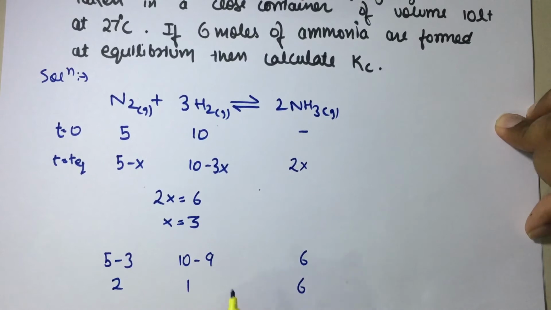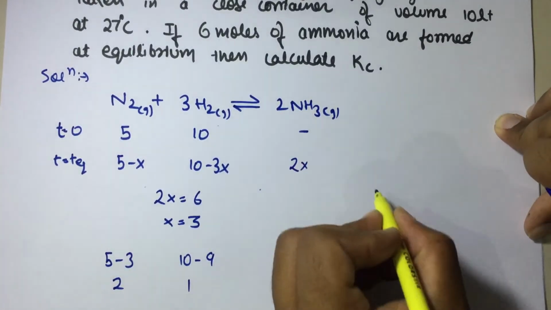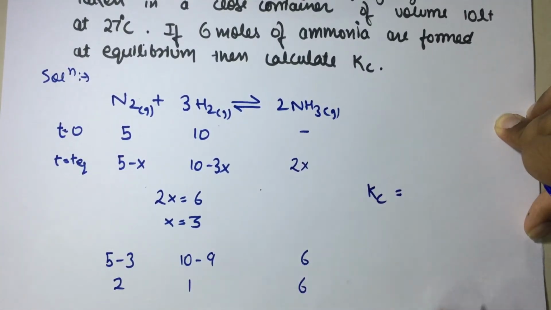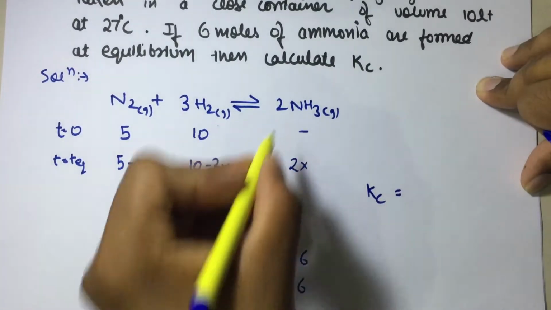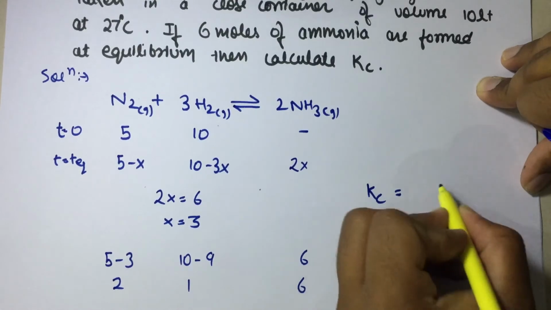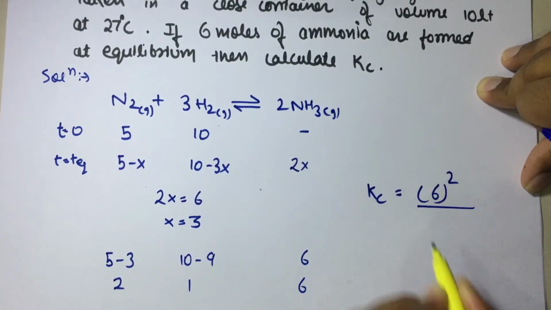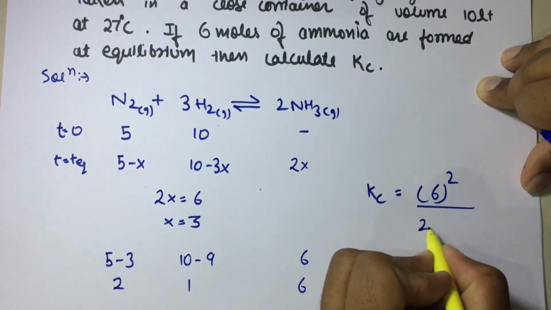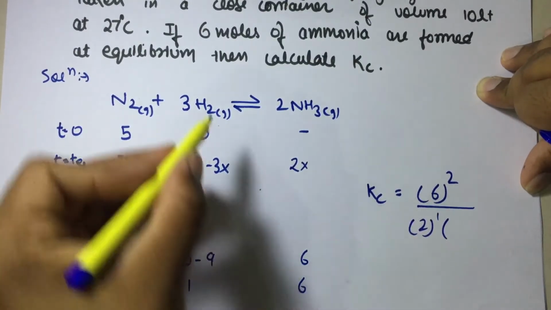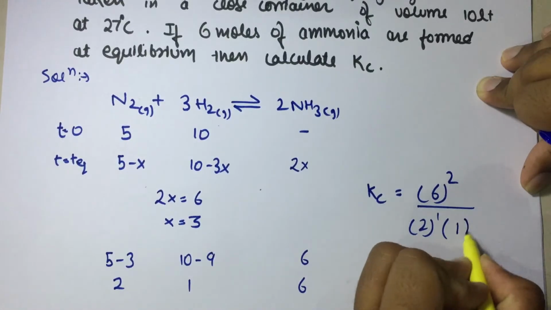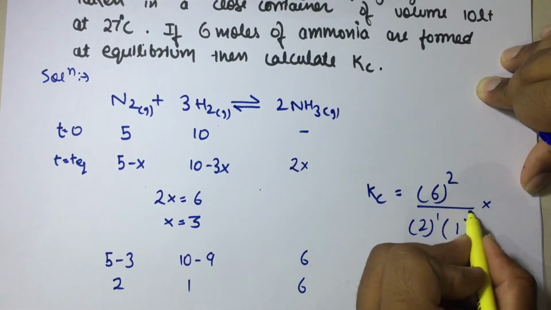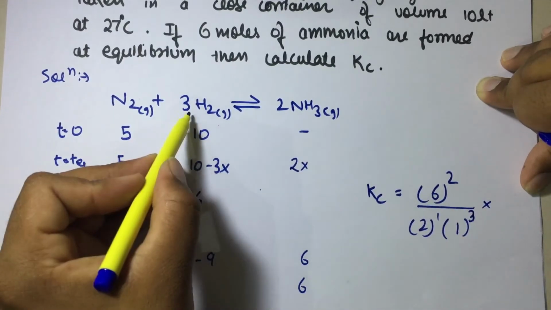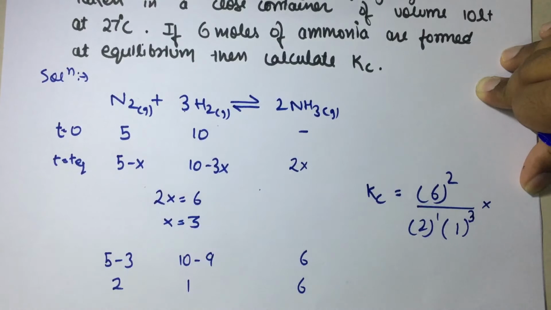Now in the question Kc was asked. So what will be the expression of Kc? Kc will be NH3, and the number of moles of NH3 at equilibrium is 6, so 6 to the power 2, divided by N2, which is 2, 2 to the power 1, and H2, which is 1, 1 to the power 3, because the stoichiometric coefficient of H2 is 3.